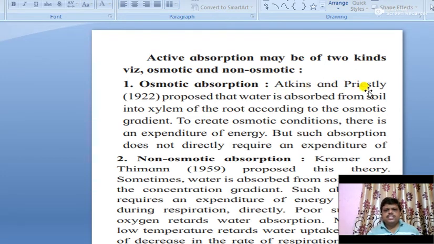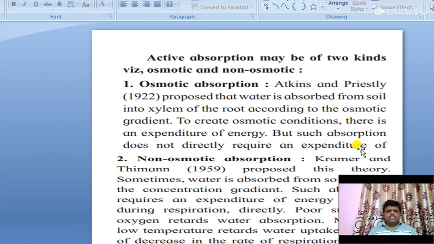Atkins and Priestley in 1922 proposed that water is absorbed from soil into the xylem of the root according to the osmotic gradient. To create the osmotic condition, there is an expenditure of energy, but such absorption does not directly require any expenditure of energy. Okay, so this is simply regarding the osmotic absorption.